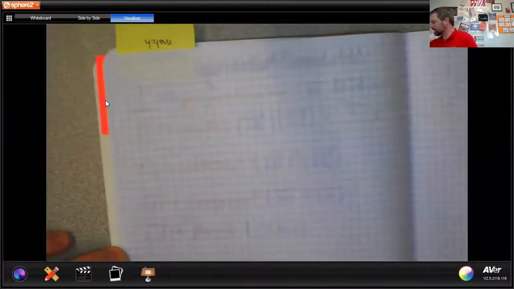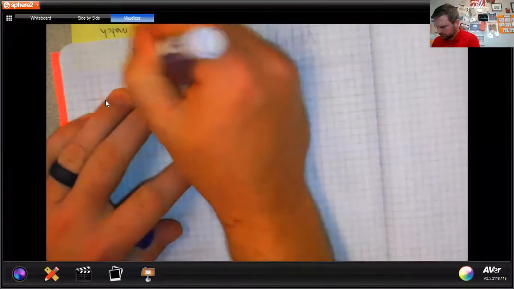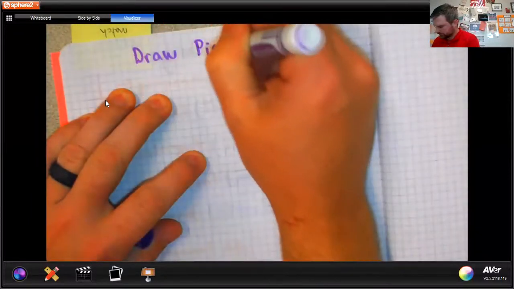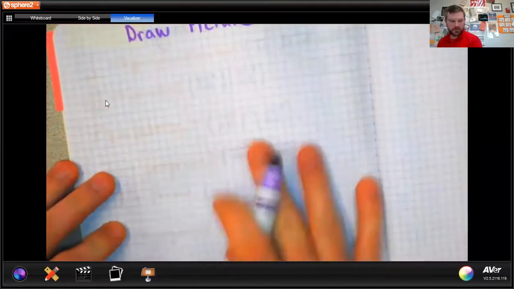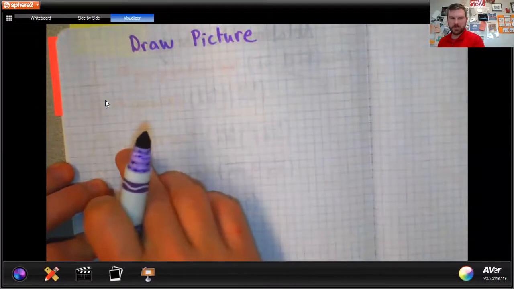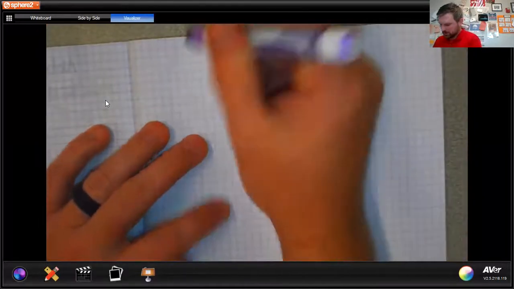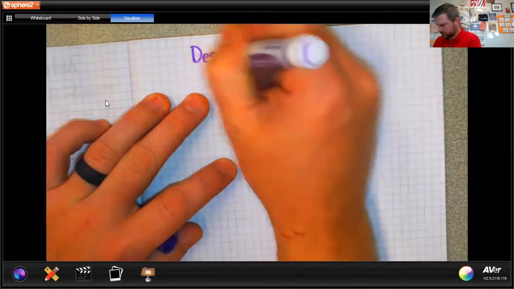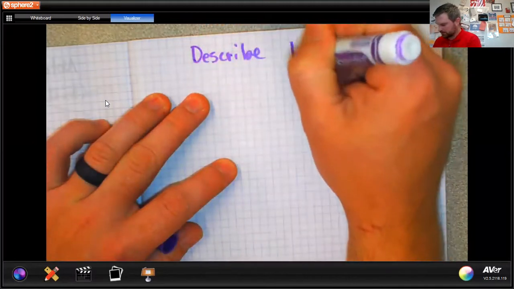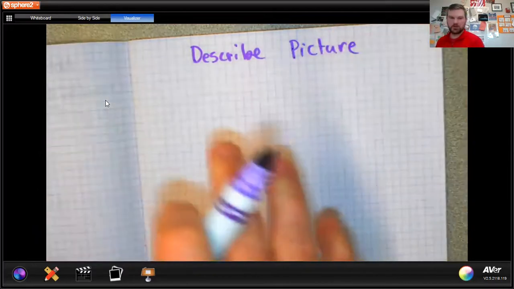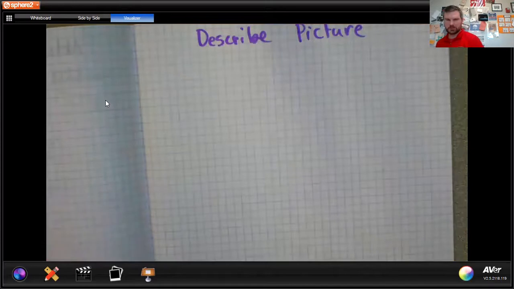So here I have page 10 on this side, and this side we are going to label draw picture. On this page, I'm going to give you a description and your goal is to draw the picture. And then on page 11, we're going to write describe picture. So I'm going to give you a picture and you need to describe it. This may be a little tricky for you. That's okay. Just do your best.